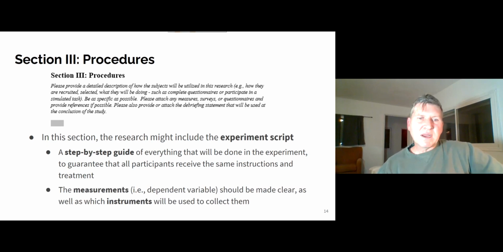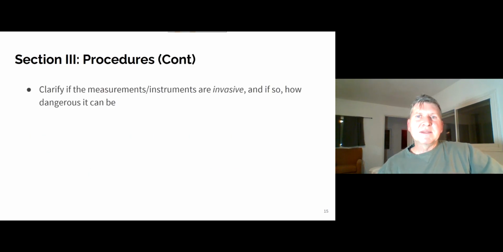So you also want to talk about the measurements, in other words, the dependent variables, and what instruments you're going to be using to collect that information. So if the measurement or instrument is invasive, we have to talk about how dangerous it can be. So for example, if you had a way of collecting blood pressure, or if you had some kind of EKG system that you were going to hook up to monitor someone, we want to talk about this in this section.